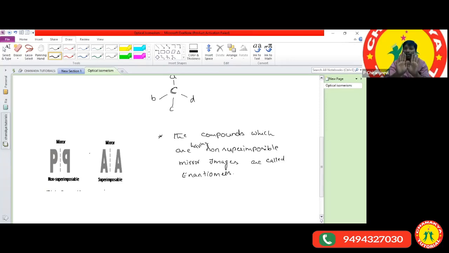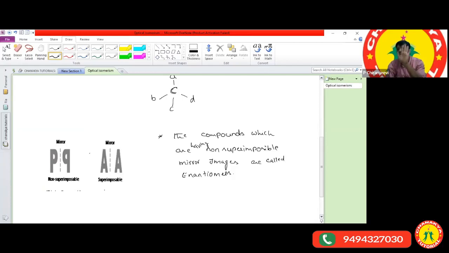Now let's see. If I place the hands like this and look at the position of the fingers, if you turn this side and this side also, is the position of the fingers the same or different? The position of the fingers is the same. If the position is the same, then we can call it diastereomers.